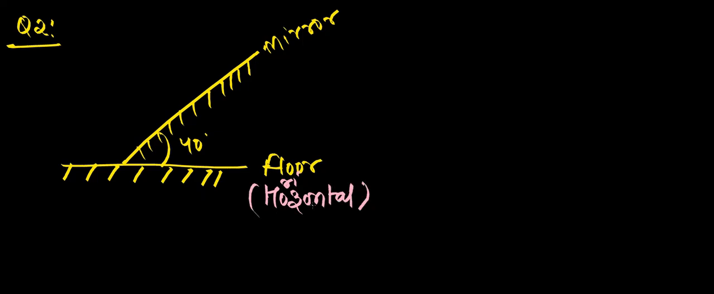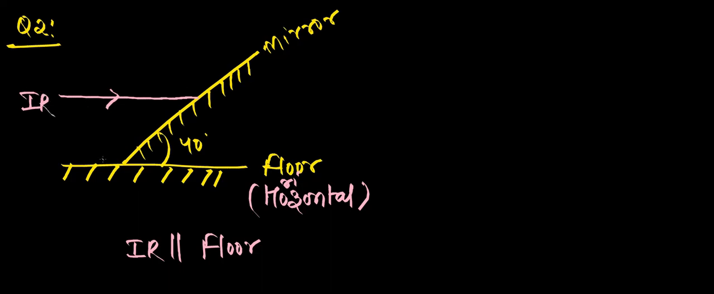So if the incident ray has to be parallel, how must the incident ray be? Vertical? No, sorry. Horizontal only. So the floor is horizontal. So if the incident ray is parallel to the floor, then the incident ray must be horizontal. So this is your incident ray parallel to the floor. It strikes the mirror.